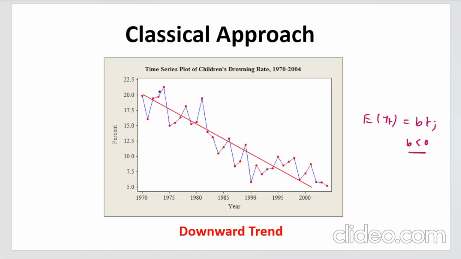Similarly, if you see this diagram, this is the time series plot of children's drowning rate between 1972 to 2004, and here you have the percentages, here you have the year, right? So if you plot this in a 2D plot, XY plane, you will see a clear downward trend, a long-term downward movement in the time series process over the years. And this will be an example of downward trend. Mathematically, if you find out the process is YT and you estimate the average, you will see something like this, BT, where B is strictly negative, and this will give you your downward sloping trend.